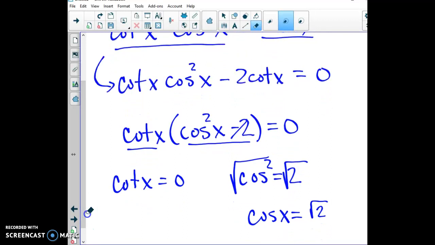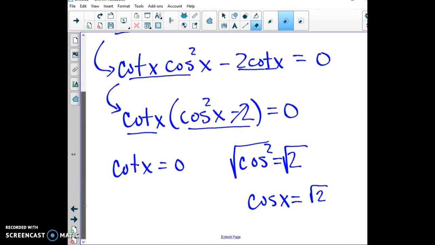this function right here. I can see both terms have a factor of cotangent x. So we're going to divide that out. We're going to factor that out, and we come up with cotangent x times cosine squared x minus 2. After dividing by cotangent x, we have the 2 left over. So we end up with 2 factors.